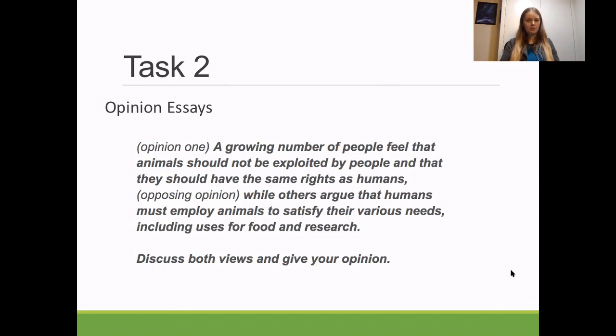So you can talk about what is true or false, or some examples of things that you can think of relating to each of these. Don't just focus on one. You have to mention both.